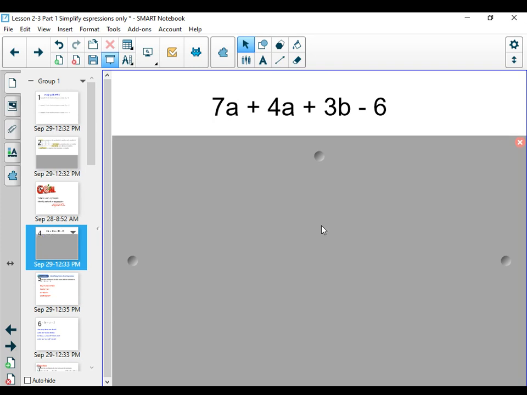So here's our first expression, 7a plus 4a plus 3b minus 6. We don't have to worry about solving that. That is a different lesson, different day. Today we're focusing on the different parts of this expression. We want to be able to identify the parts. If you don't have your notes out, they are pink. This would be a great time to get them out. There's going to be 4 things to write, so you possibly need to pause several times.